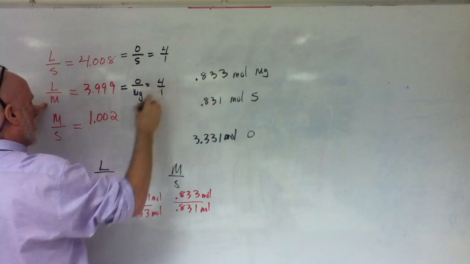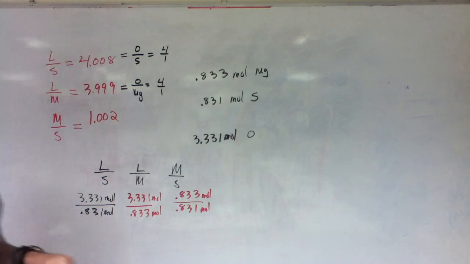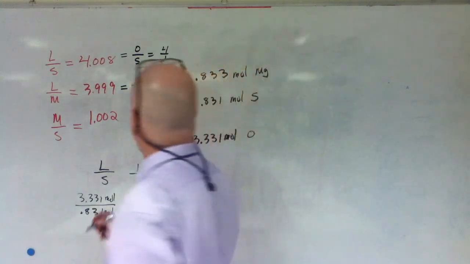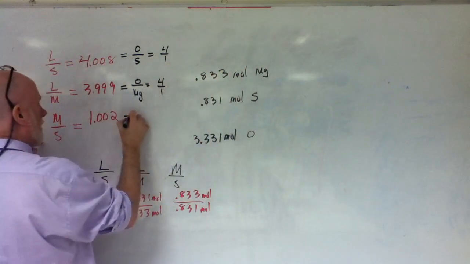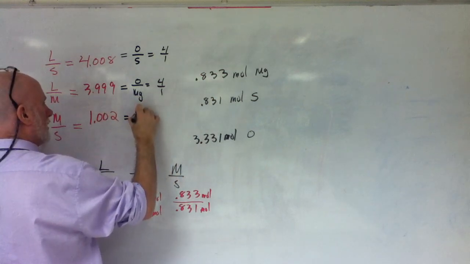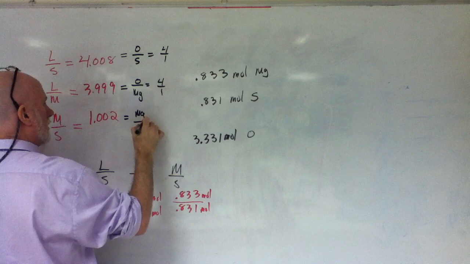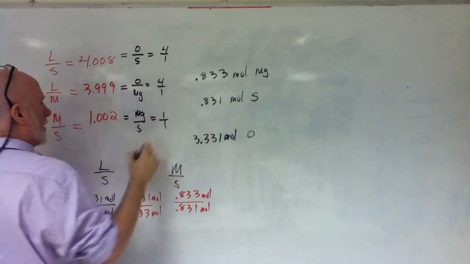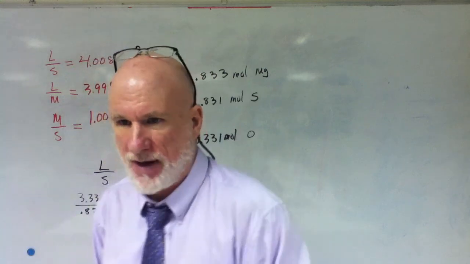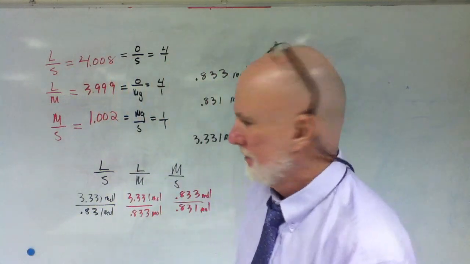And magnesium over sulfur, can I round that to 1? Yes. So magnesium to sulfur is going to equal 1 over 1. Clear? Now I'm going to erase everything except for the final answers. Is that okay? Is that all right?